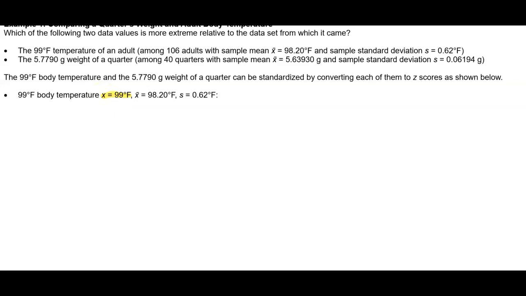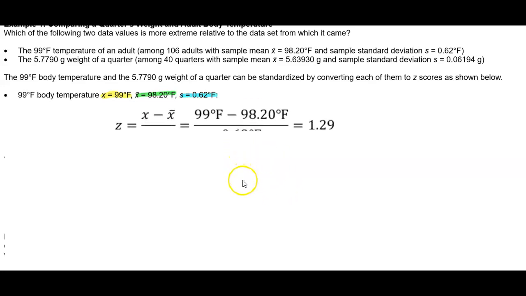Okay, then we have the mean. So the sample mean is 98.2 degrees Fahrenheit. And then the sample standard deviation is 0.62 degrees Fahrenheit. So now we're going to use the following formula. Here's the z-score. Remember, the z-score takes the data value first, which is the 99 degrees Fahrenheit, and then we subtract the sample mean, which is 98.20 degrees Fahrenheit, and then divide by the sample standard deviation, which is 0.62 degrees Fahrenheit.